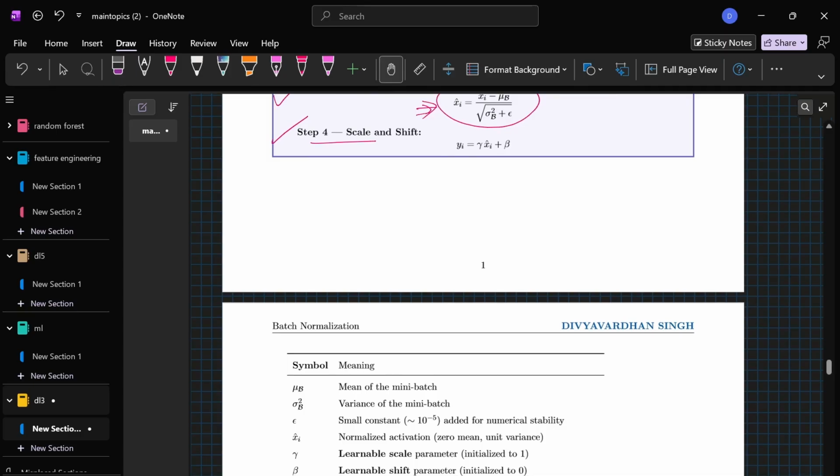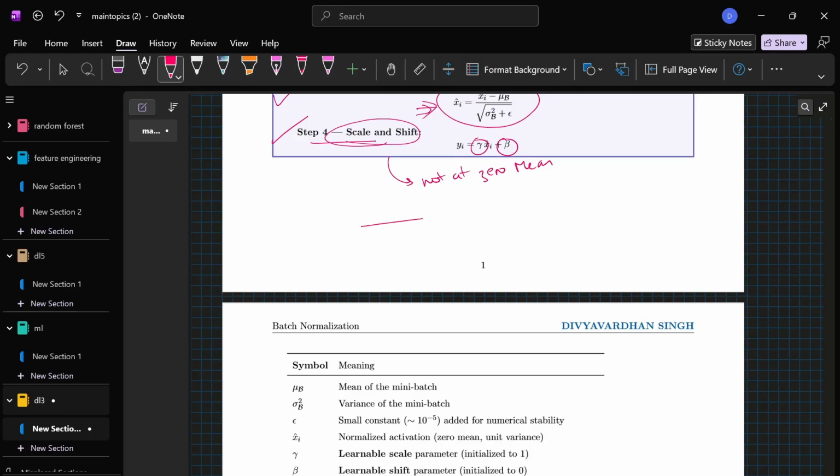Step 4 is scale and shift. This is the clever part. After normalization, batch norm doesn't just leave everything at zero mean and unit variance. It multiplies by a parameter called gamma and adds a parameter called beta. Now you might ask why. If we just normalized, why undo this?